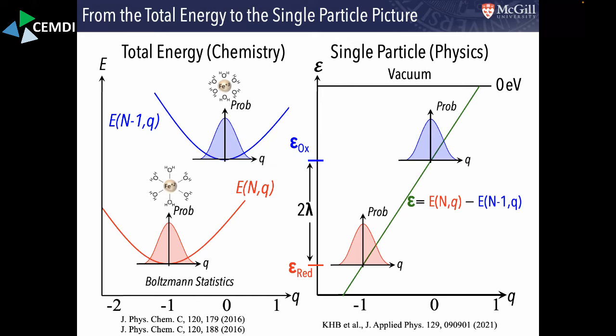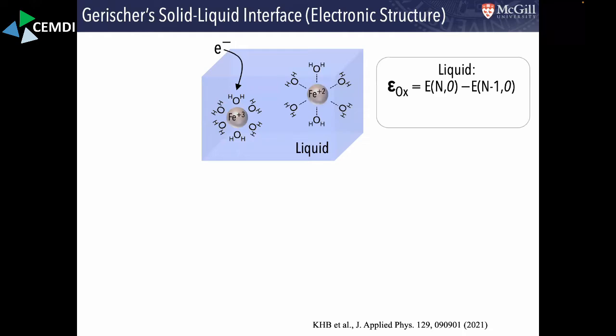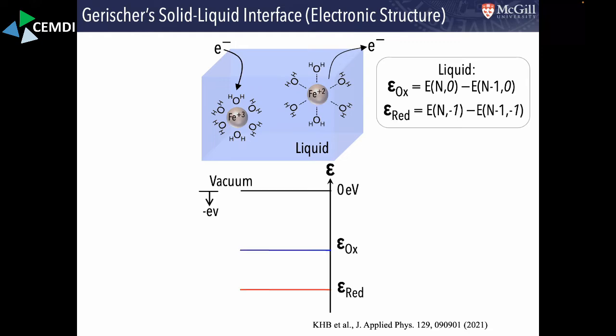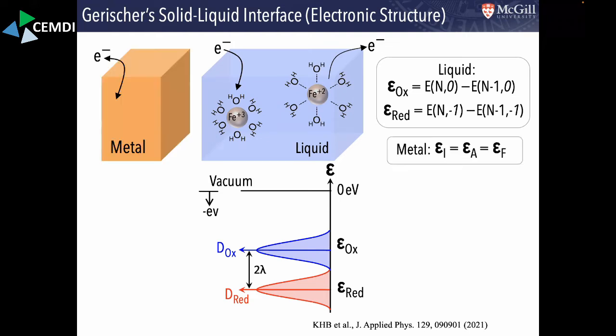So if we go back to our original goal, which is to take the solid and the liquid electronic structure and put them together, we can take these same energies here, these oxidized and reduced electronic structure energies, and plot them here and here. And then about them, we have a density of probable states that will be occupied. So this is called the oxidized states, and these are called the reduced states. These states only accept electrons. These ones only give up electrons. And they're separated by twice the reorganization energy.